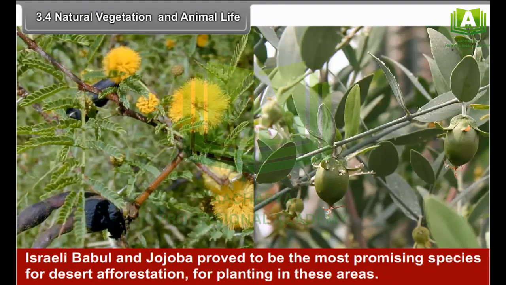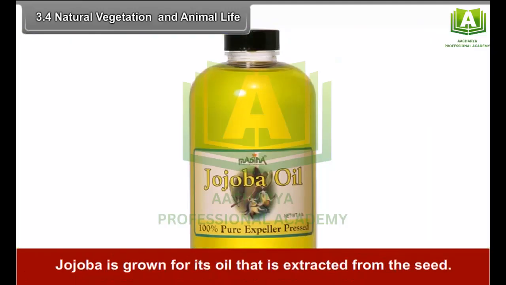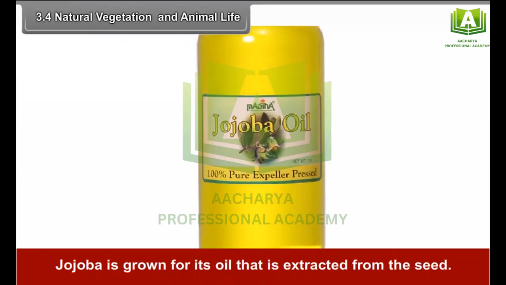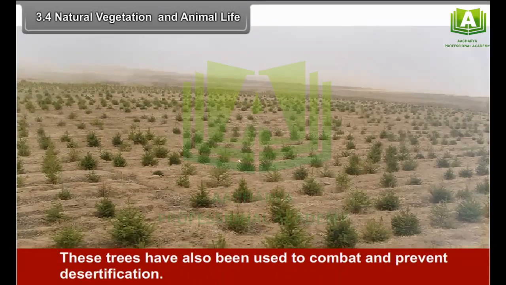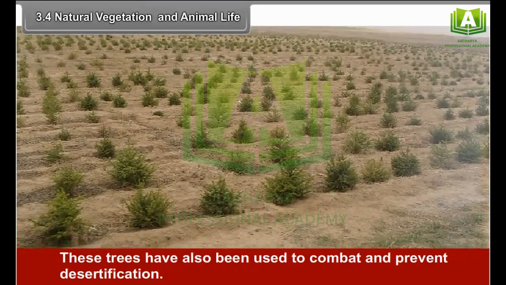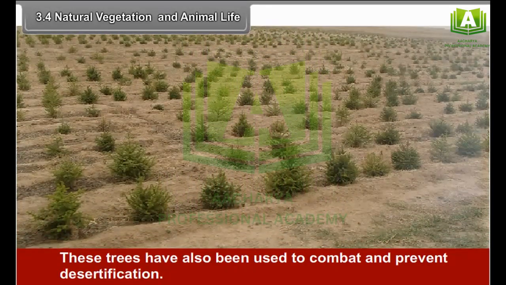For planting in these areas, jojoba is grown for its oil that is extracted from the seeds. These trees have also been used to combat and prevent desertification.